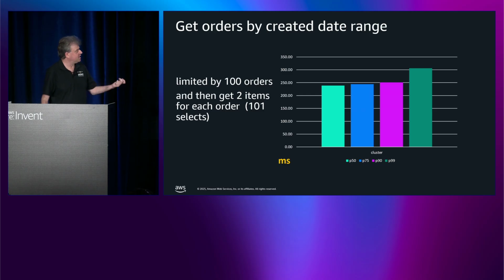This is a more sophisticated one, just get orders by created date range. And I intentionally limited the query so that it returns only 100 orders maximum. And then for each order, it gets the items, and I have only 2 different items for each row. So basically, I have 101 selects, 1 select for orders, and then for each of the 100 orders, I get 2 items. And you see 101 selects, P90, 250 milliseconds. I think it's a very comparable result.